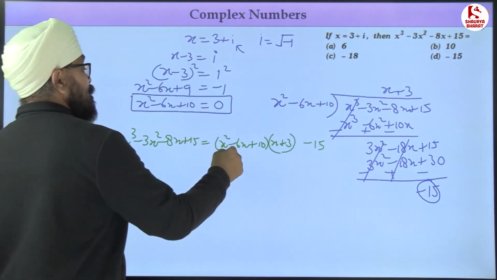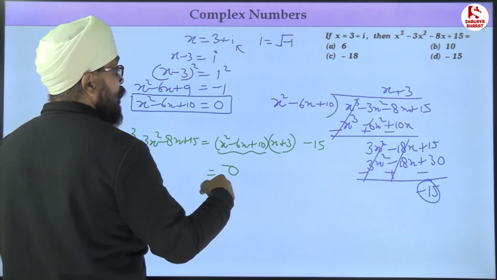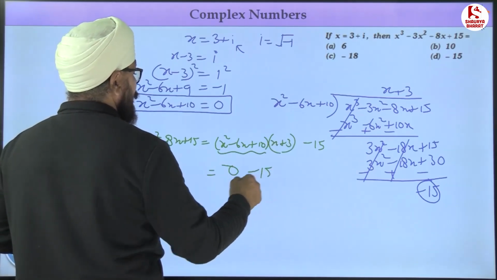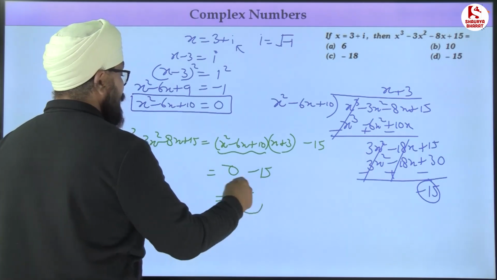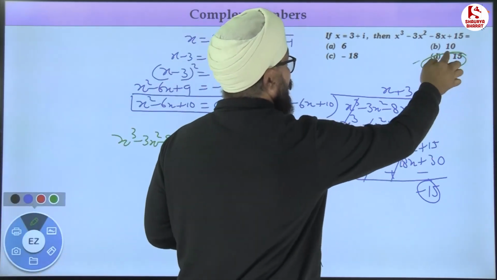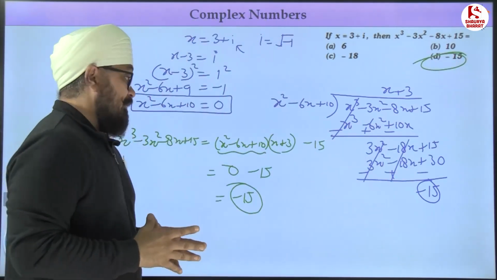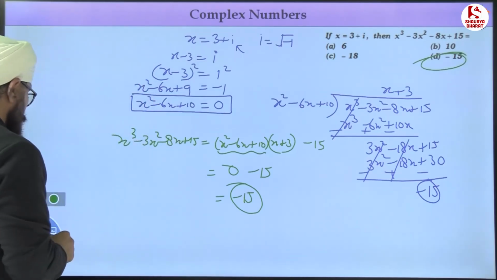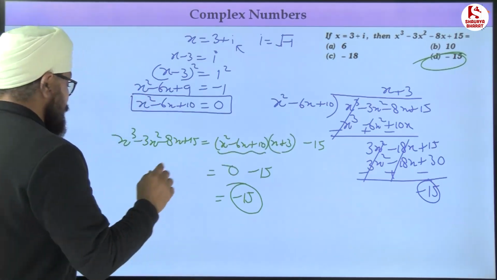So, we know that this part is 0. So, this becomes 0, and here only minus 15 is left. So, here you can write the answer as minus of 15. So, this is our answer. But if I go with the long division also, that is if you do not want to go for this one, there is another technique.